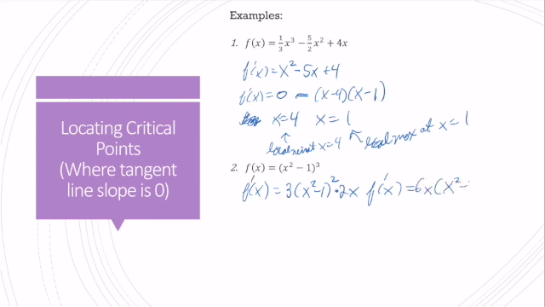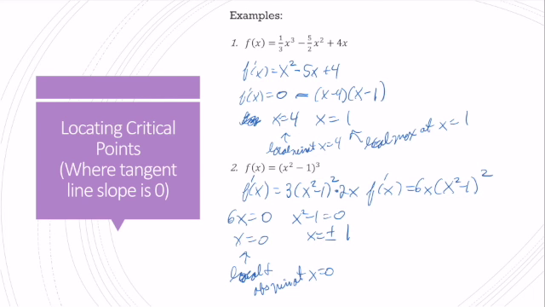So I set each of these equal to 0. I have 6x equals 0 and x squared minus 1 equals 0. So that means x equals 0 or x equals plus or minus 1. So I have a local and absolute min at x equals 0, and no extrema at the other two critical points.